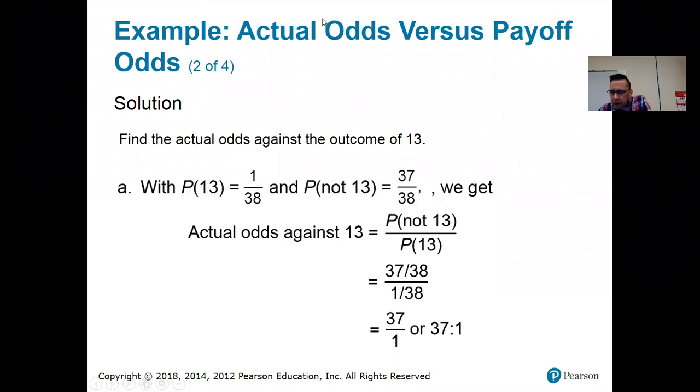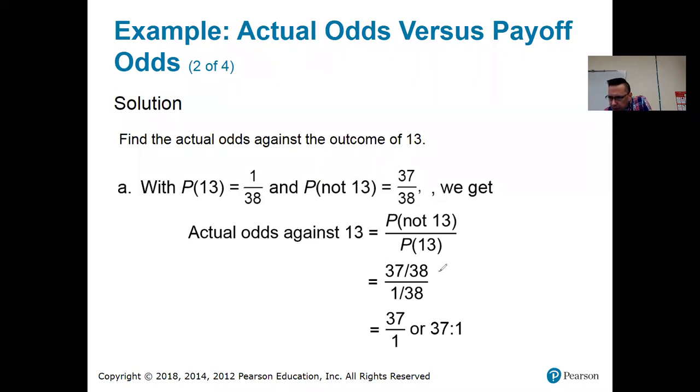And then if you simplify that expression, it simplifies down to 37 over 1. Just think if you multiply the top and the bottom of this big fraction by 38. Sorry for my messy chicken scratch here. This 38 will cancel this 38. This 38 will cancel this 38. And it'll leave you 37 over 1, which is usually written as 37 to 1.